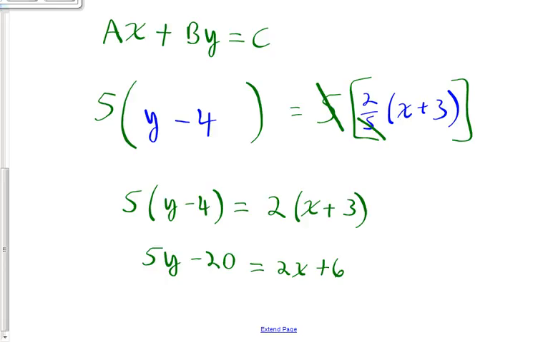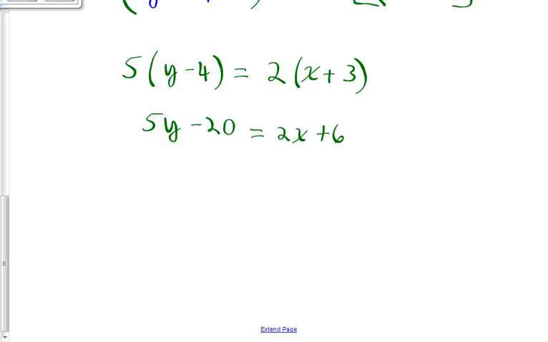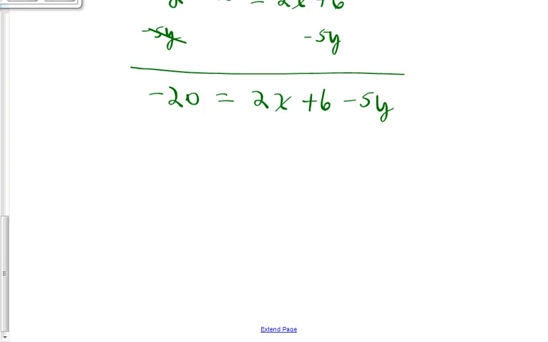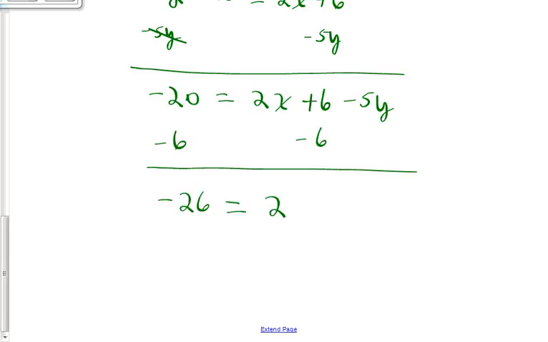Now I need all the constant terms to be on one side and all the variable terms on the other. Since I want to keep the coefficient of x positive, I'm going to move the 5y over to the right side by subtracting 5y from both sides. Subtract 5y. On this side, they cancel out, leaving me negative 20 is equal to 2x plus 6 minus 5y. And then the last step is to subtract 6 from both sides. Subtract 6. So I'll get negative 26 is equal to 2x. These cancel, minus 5y.